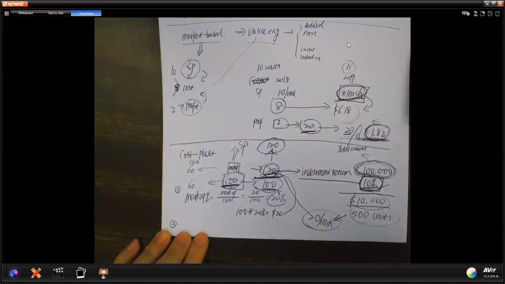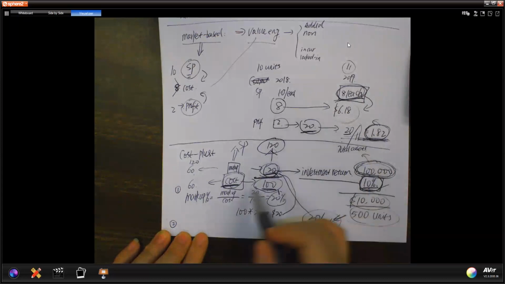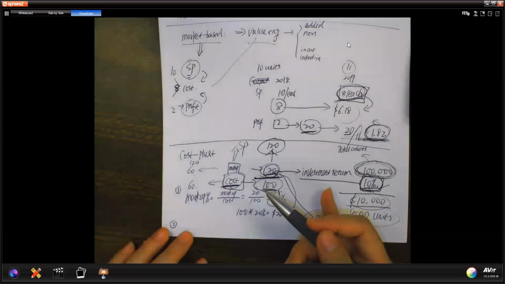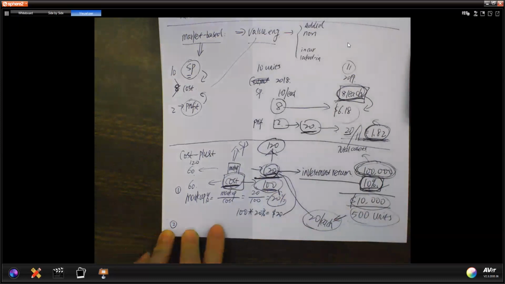In reality, most managers use the full cost as the cost base because it's easy to understand. It reflects your full cost, and it's more stable in the long term. So those are the things in the cost plus approach.